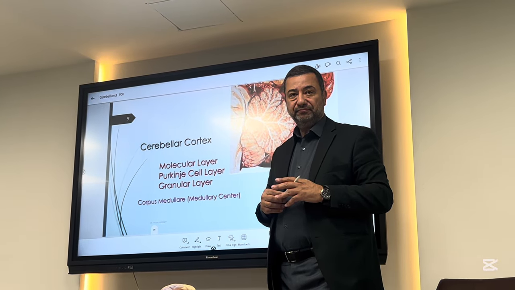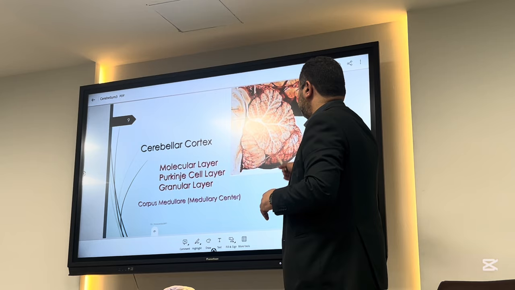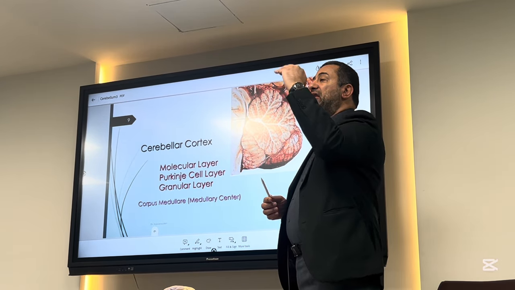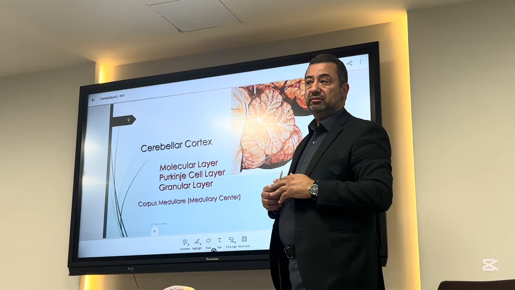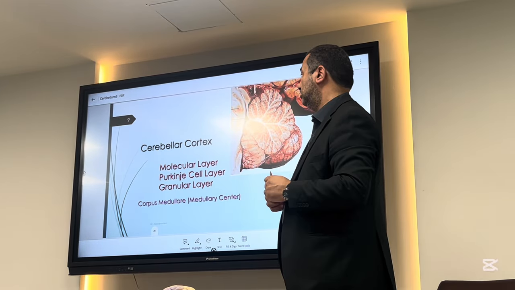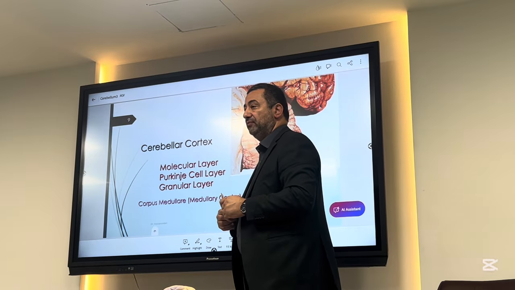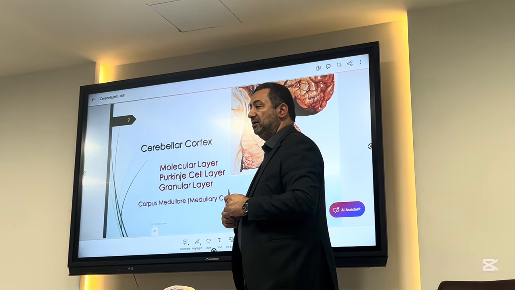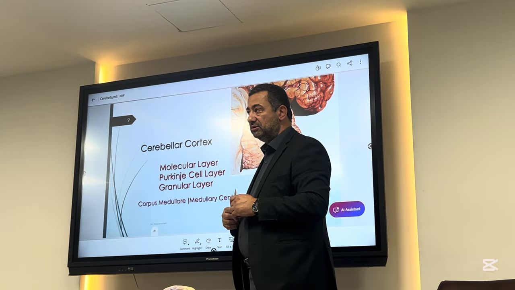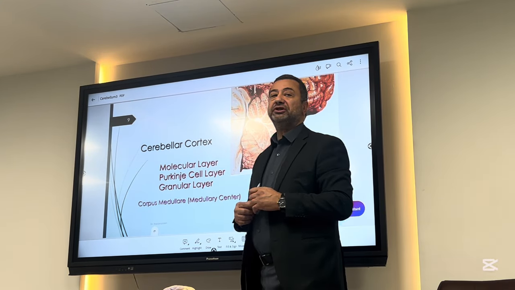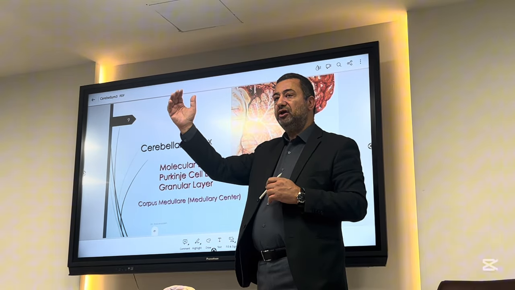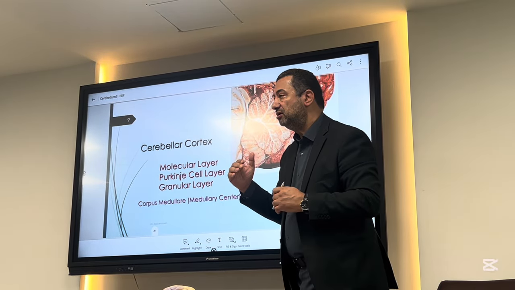Is it clear? Okay. In the cortex of the cerebellum, there are 3 layers: molecular layer, Purkinje cell layer, and granular layer. Okay? The cerebellar cortex has 3 layers. Molecular, Purkinje cell, and granular layers.